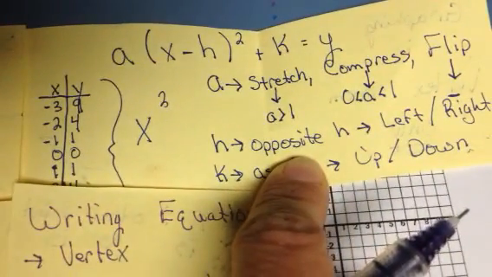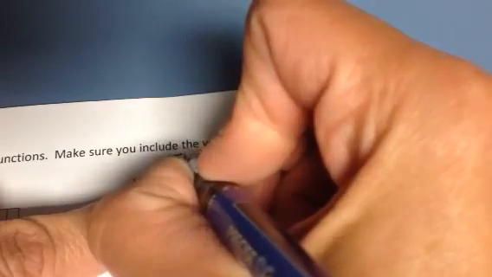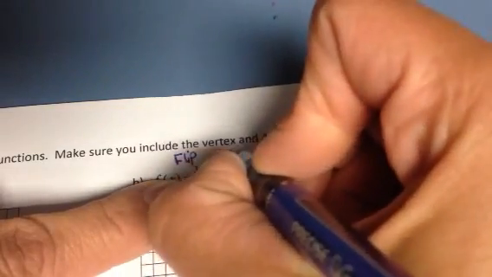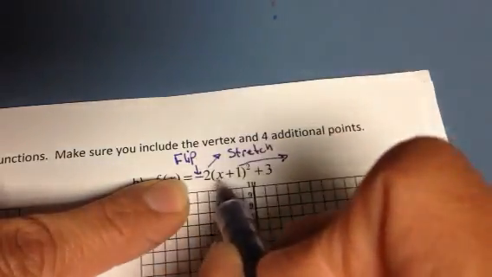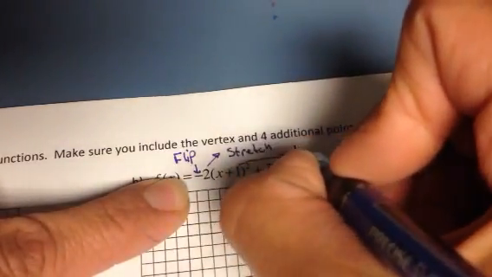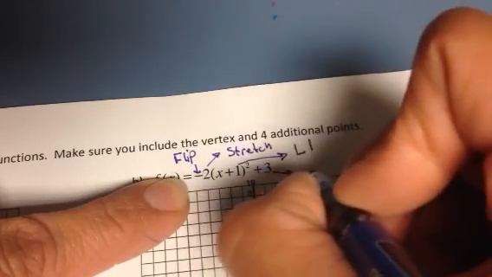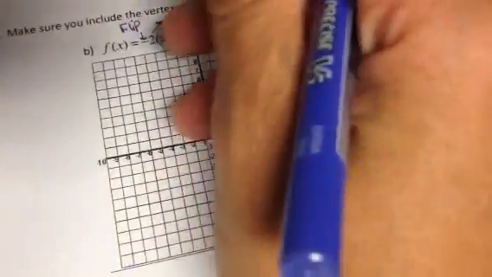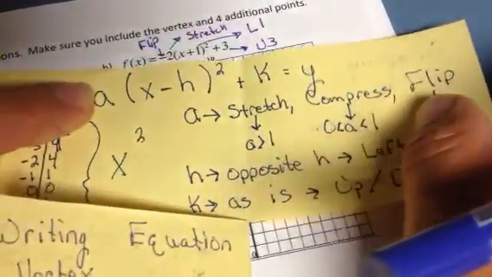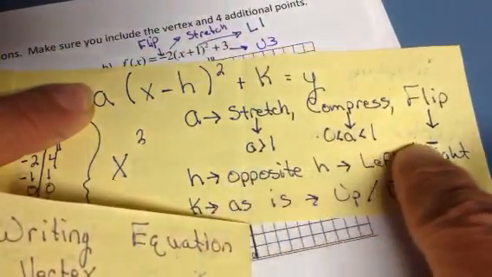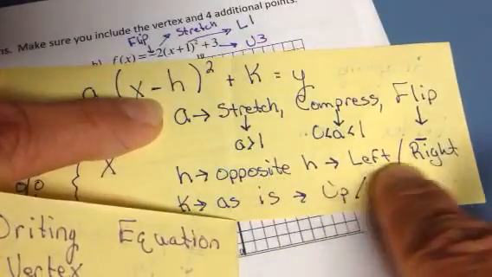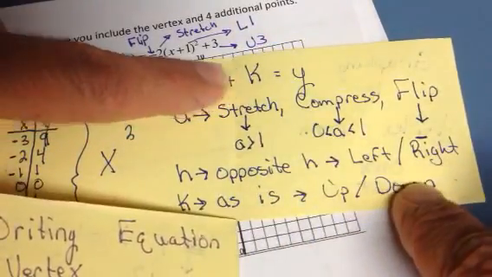So first what we're going to do is just look at it. We're going to do this one first, and just figure out what are the transformations. So the negative is going to make it flip. The 2 is going to make it stretch. This 1, remember, we always do the opposite of what's in parentheses. It'll go left 1, and the 3 will make it go up 3. And I know all of this because in here I said what A did, I know what H does, and I know what K does.